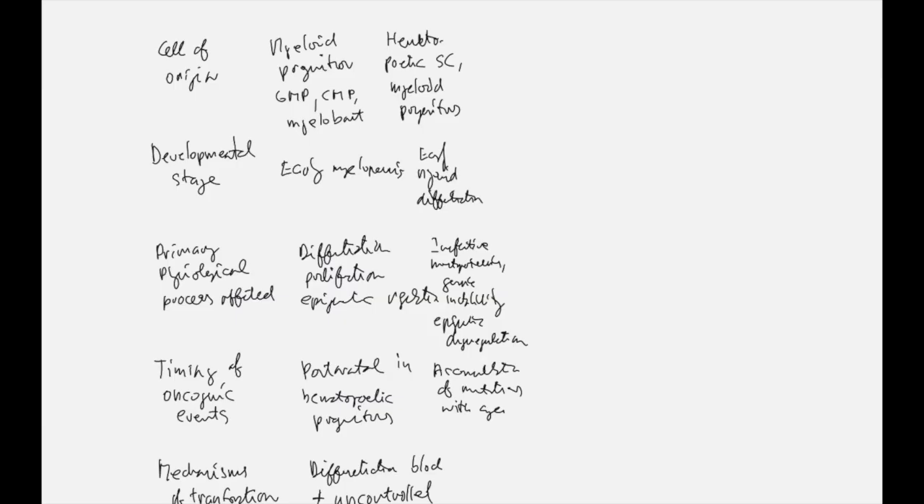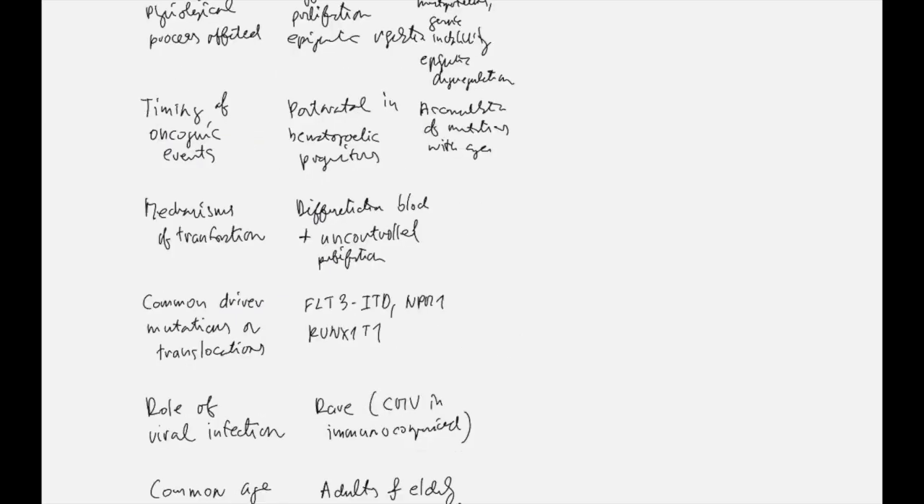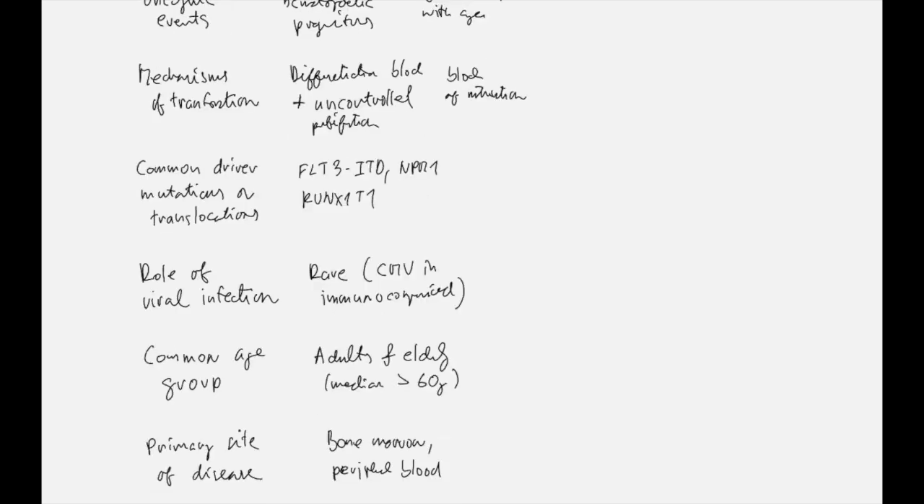Mechanisms of transformation. Well, that's a clonal hematopoiesis with ineffective maturation and cytopenia. So over here, there's the block of maturation. Common driver mutations. Well, over here, it's the SF3B1, for example, ASXL1, or TET2. Let's name just a few.